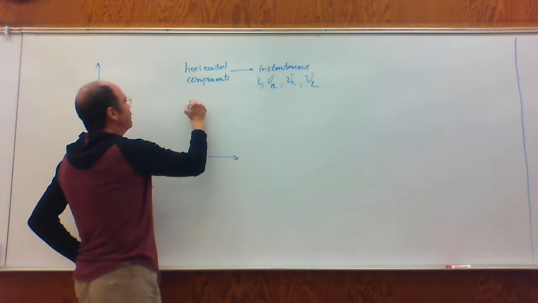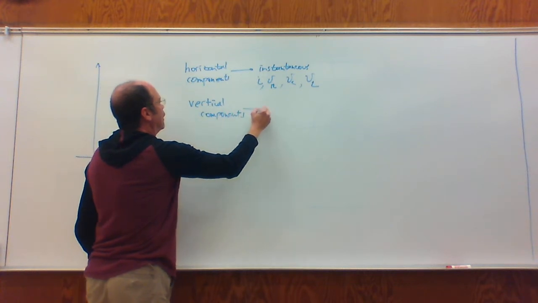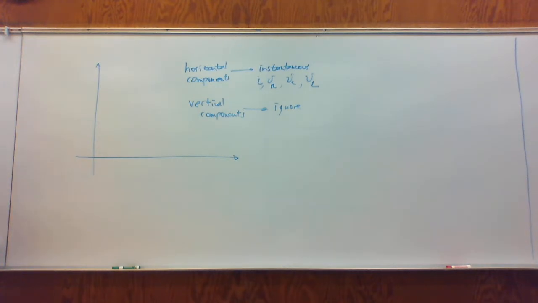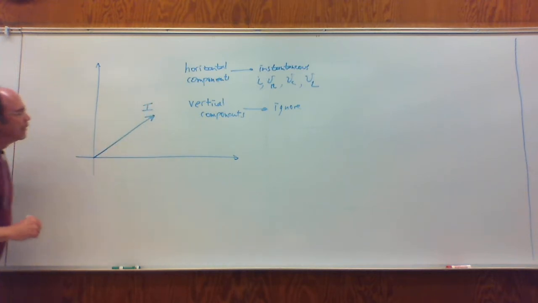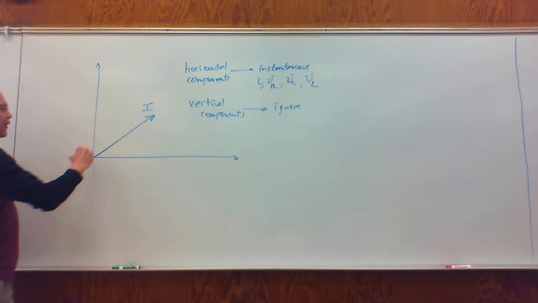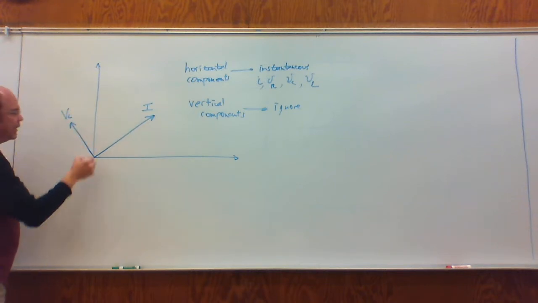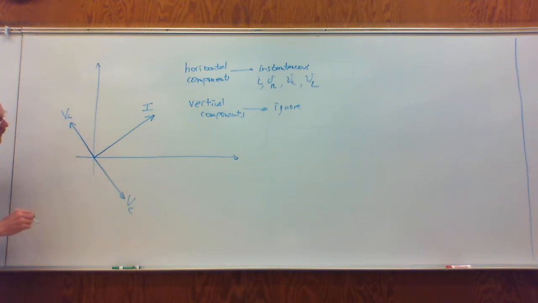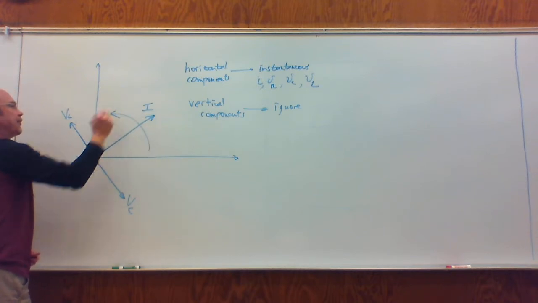Okay. The vertical components, we simply ignore those. So we're just worried about the horizontal components. So I can draw this as I. We saw that the voltage across the inductor leads this one, and the voltage across the capacitor lags. So we have a 90-degree angle here and a 90-degree angle here. And then the idea is that this entire thing rotates this way, counterclockwise.